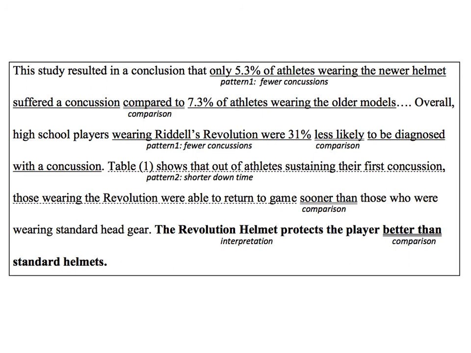Take this example from a study comparing Riddle's Revolution football helmet with older models. Again, the part that is identifying the pattern is underlined, and the interpretation is bolded. Notice how the author is comparing the pattern found in one study with the pattern found in the other. Only 5.3% of athletes wearing the newer helmet suffered a concussion, compared to 7.3% of athletes wearing the older models. They are not interested in just finding out a general pattern, like how many kids got concussions in general, but looking specifically at how the data for one object compares to another.